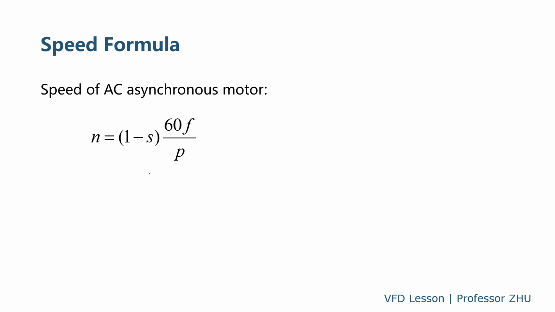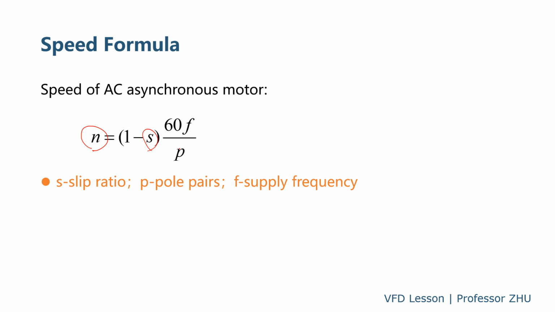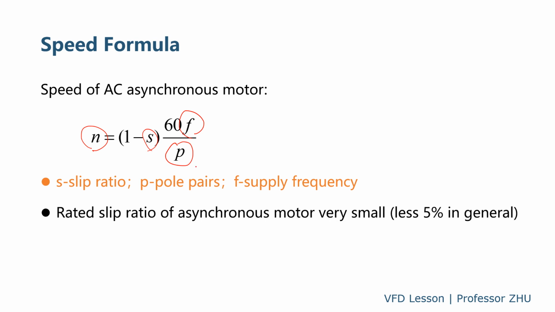This formula shows the speed of the induction motor or asynchronous motor. Here you can see N is the motor speed, and S is slip. P is the number of pole pairs, and F is the frequency at the motor terminal, which is the output of the VFD. The slip ratio is normally very small, typically less than 5%.